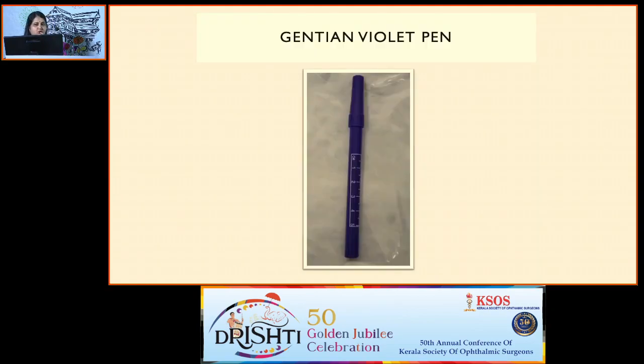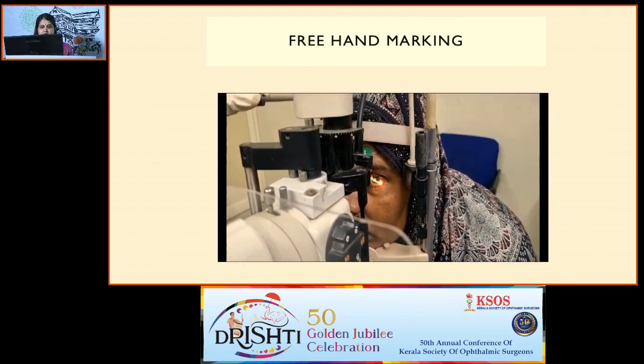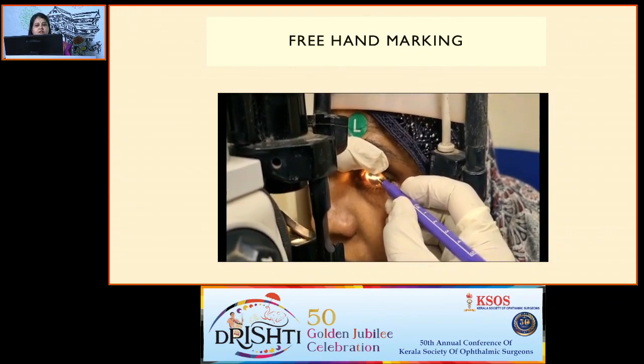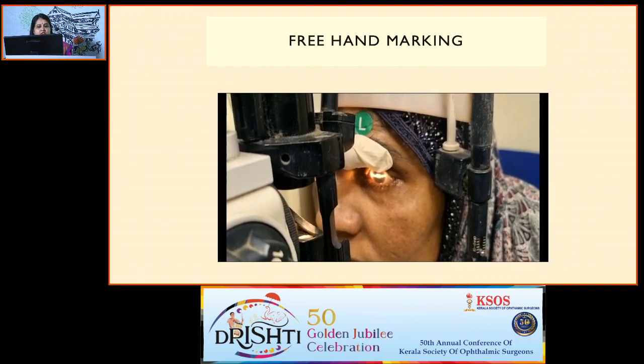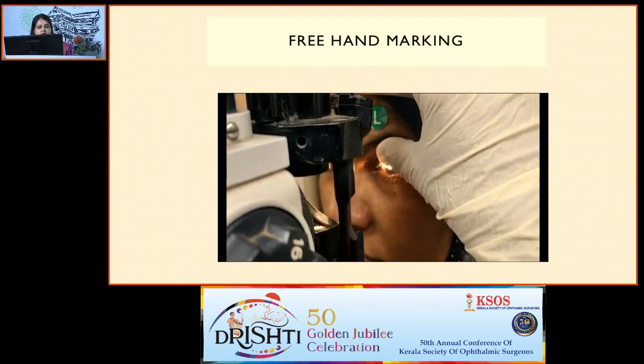So this is the gentian violet pen which we use, and it should always be sterile and pointed. Avoid the blunt tip. So this is a video demonstrating the freehand marking. Here the slit beam is oriented at 0 and 180 degree, and by using a gentian violet pen, marking is done at 0 and 180 degree.